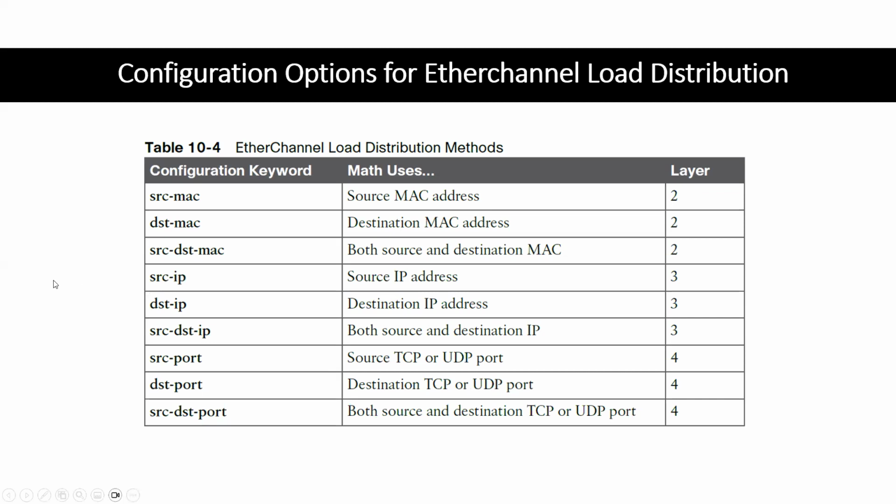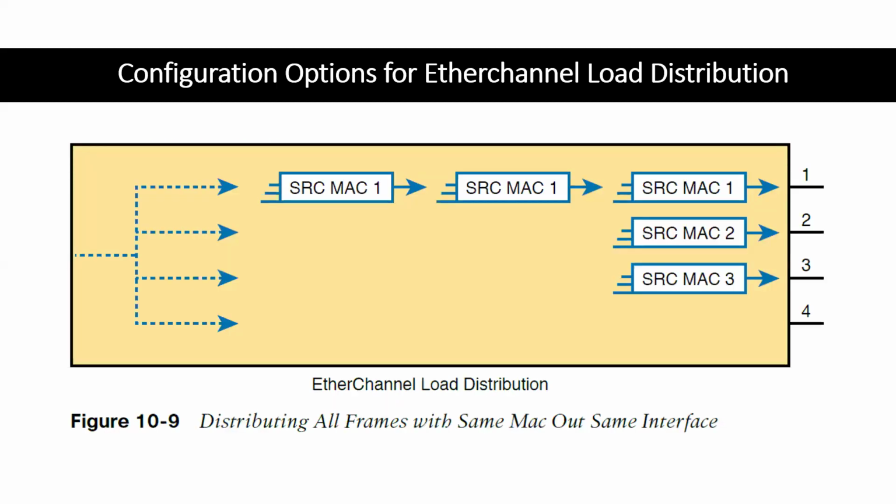I just need you guys to worry about layer 2 for now. Layer 2 has source MAC address, destination MAC address, and source-destination MAC, which uses both the source and destination MAC. I want you to just focus on layer 2 for now. Back to what I was saying: depending on how you design your layer 2 topology and your Etherchannel load balancing hashing distribution method, if you just go with the default and don't change anything, here's how the source MAC method works.